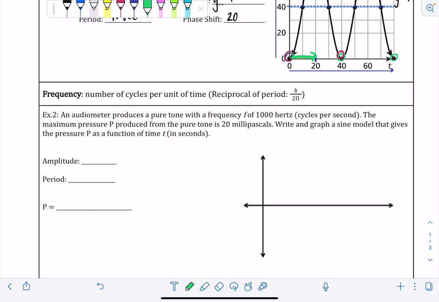Okay, before the next problem, we have a new definition. It's frequency. Frequency is the number of cycles per unit of time. It's just the reciprocal of period. So you know our formula for period is 2 pi over b. The reciprocal, or for frequency, is b over 2 pi. So basically, whatever the period is, you can flip it upside down to get the frequency and vice versa.